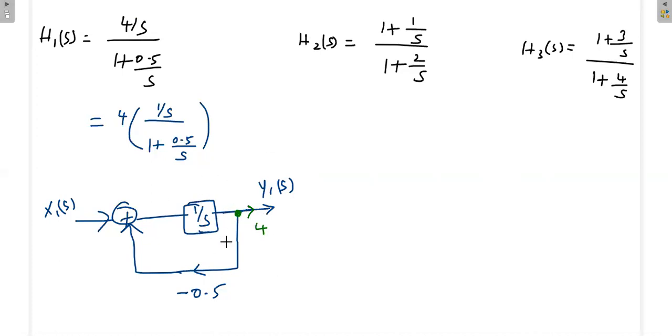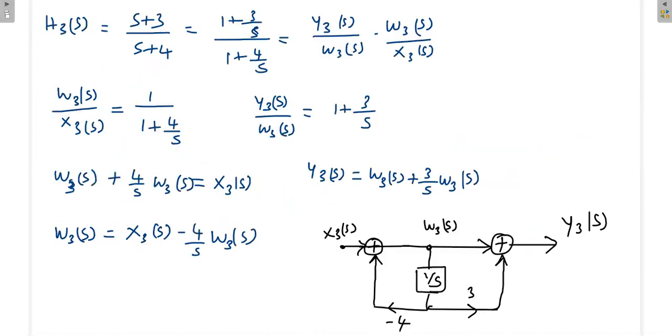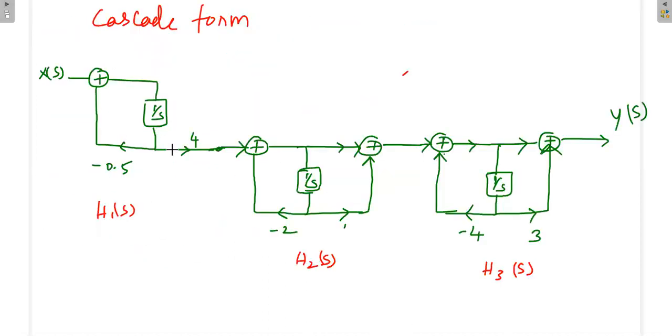See, look at this diagram. After 1 by S you are taking the tap, then you are multiplying with the 4. Again you can take the tap just after 1 by S, and again you have to multiply with the 4. It is the same thing we have already got. After 1 by S we are taking the tap, then we are multiplying by 4, and then another tap is going as a feedback here.